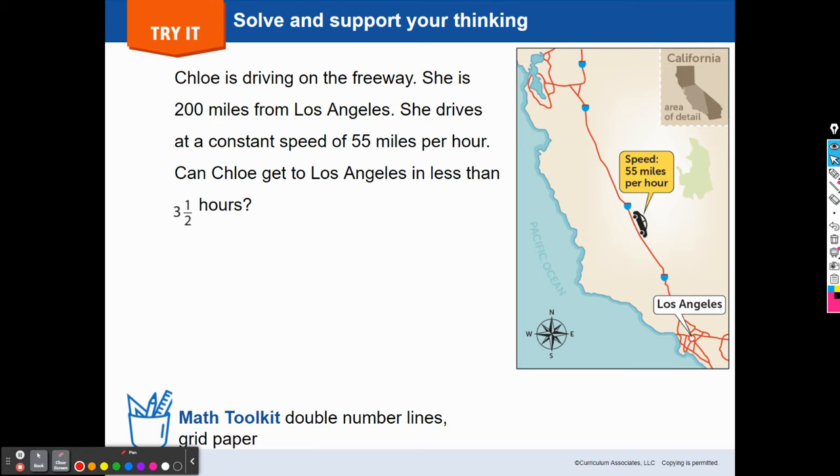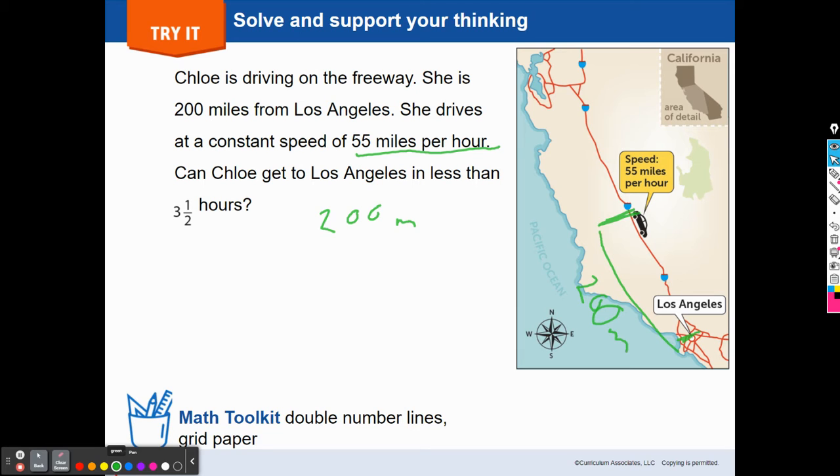Okay, so let's think about it. We've got some good information here, right? Total distance of 200 miles. We have her rate, 55 miles per hour. So she wants to get here. Let's say she's here. So a total of 200 miles. And we can look at this a couple of different ways.